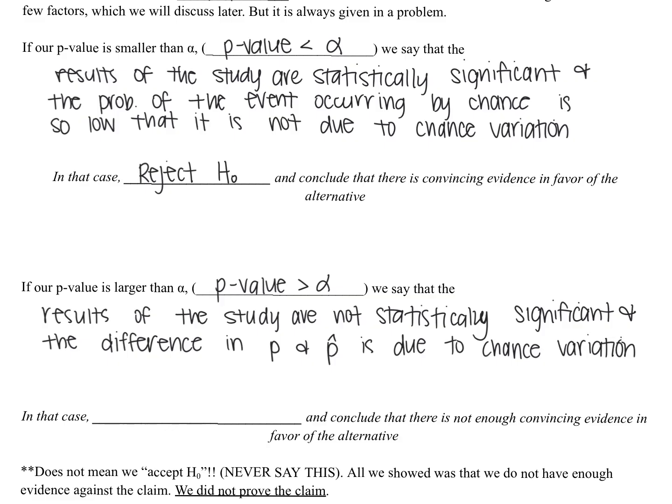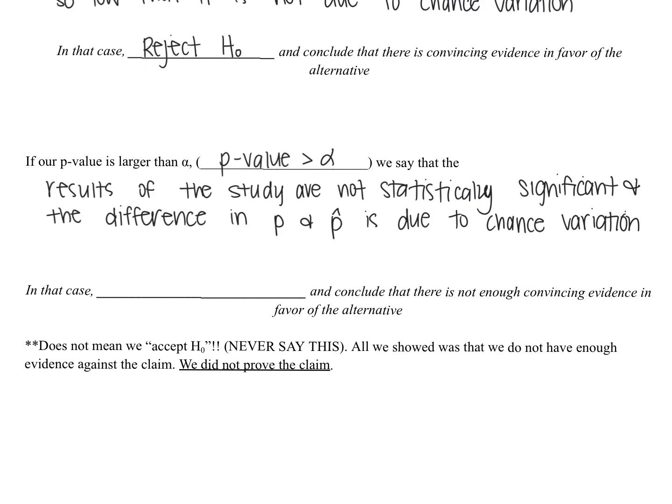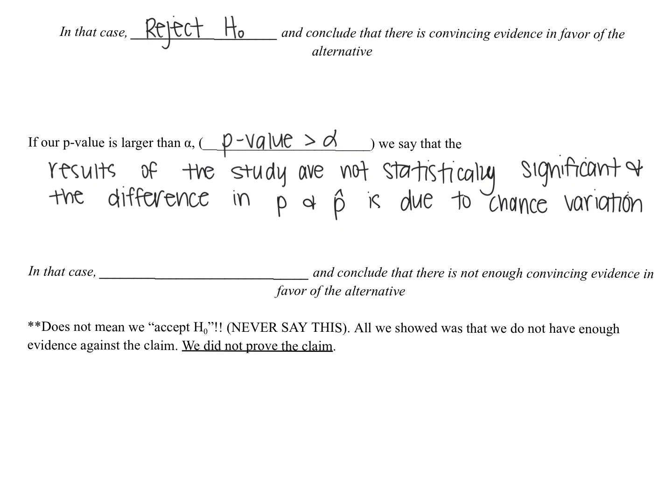What that means is it just happened that our p-hat was slightly different from the null hypothesis by chance. That if I were to do it again, it would likely be closer to my hypothesis, and it was just by chance that I got something that was different. So when this happens, we say we fail to reject the null hypothesis and we conclude that there's not enough convincing evidence in favor of the alternative.